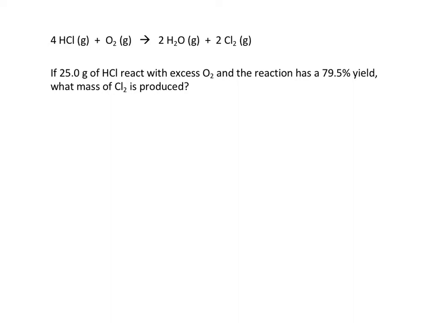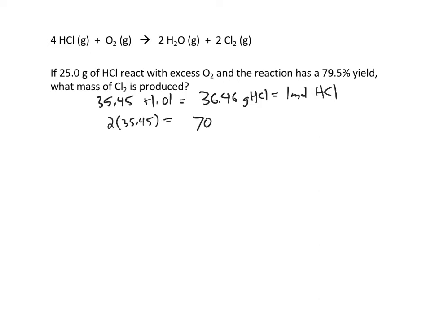So they've already balanced our equation for us, and so I need to get this 25 grams of HCl into the mass of Cl2 that I could theoretically make. So I need the molar mass of HCl, so 35.45 plus 1.01, we get 36.46 grams of HCl is equal to 1 mole of HCl. For Cl2, 2 times 35.45 gives us 70.90 grams of Cl2 is 1 mole of Cl2.